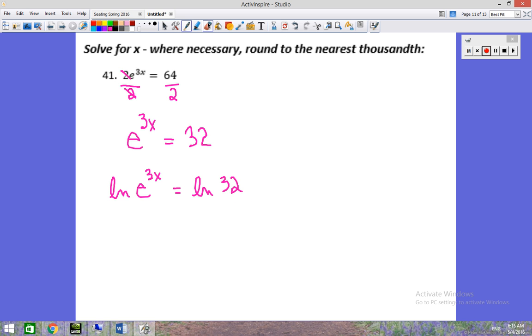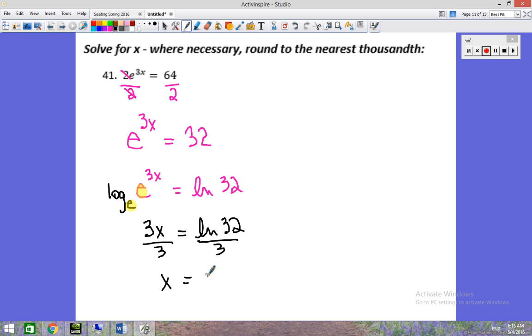This ln can be thought of, or you could even write it as, log base e. And we have seen before that when you have this base and this base being the same, this just simplifies to the exponent 3x. Remember, this logarithm is equal to an exponent. e raised to what power is e to the 3x? Well, e to the 3x is equal to e to the 3x. This left-hand side is 3x. The right-hand side is just the natural log of 32. To get x by itself, we divide each side by 3.